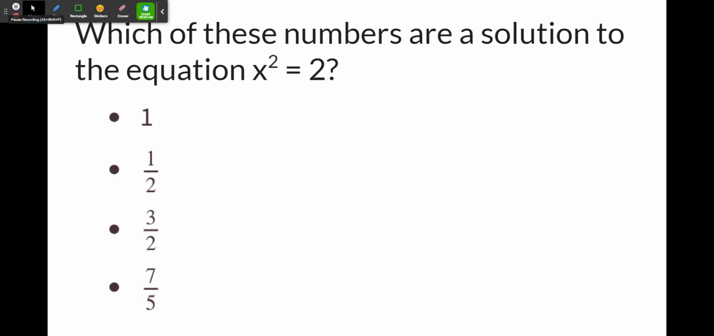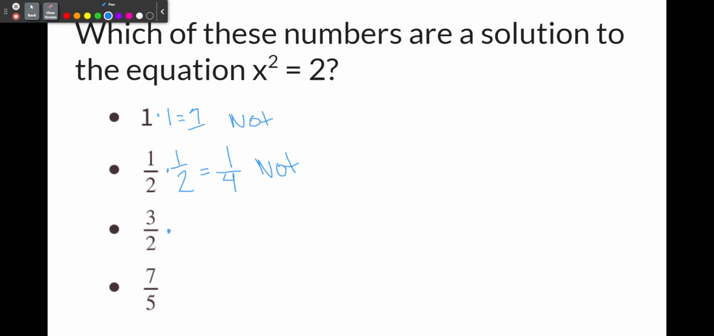So now that you've had a few minutes, we're going to see if any of these numbers, when they're squared, are equal to 2. So first we have 1 times 1. Well, 1 times 1 is equal to 1, so this is not a solution. 1 half, let's see if we take 1 half times 1 half. Well, 1 times 1 is equal to 1, and 2 times 2 is equal to 4. 1/4 is definitely not a solution to 2.